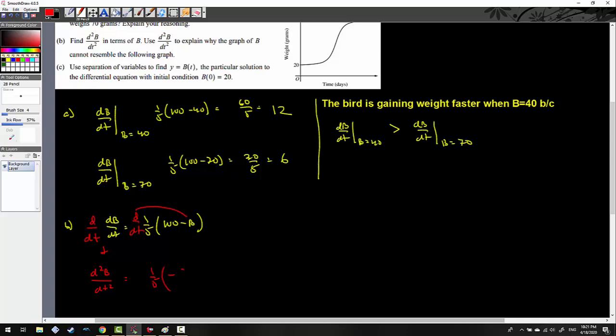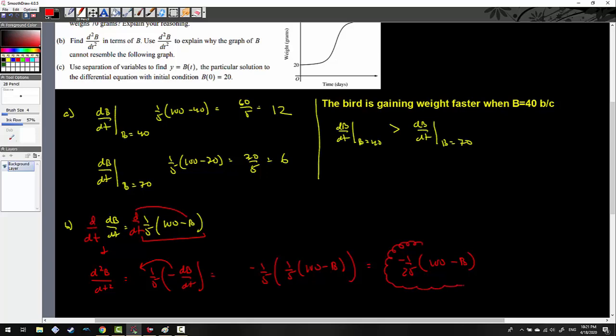So you get negative dB over dt, which then gets you, if I really want to simplify this thing, negative 1/5. I just kicked this negative outside here. And then you get an additional dB over dt, whatever this guy was in the beginning. Well, he was this guy. So an additional 1/5 times 100 minus B. So what that gets you is negative 1 over 25 times 100 minus B. So that is the second derivative. So we've earned half the points for part B already.